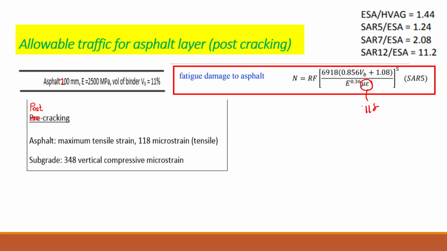So we just change the micro strain. You can see micro strain is different. So we have to now redo the calculations for asphalt and subgrade, not the cemented. We don't have cemented anymore. We have a granular layer instead. So we have to check the post cracking allowable traffic for asphalt and the subgrade. Can you find me the asphalt allowable traffic for post cracking?